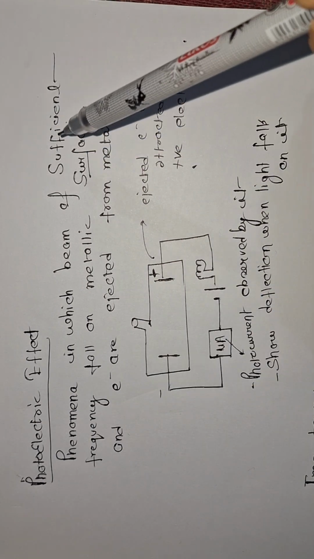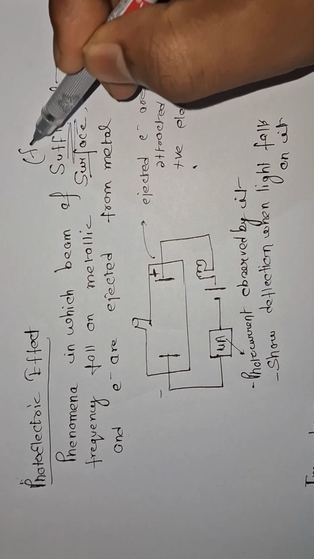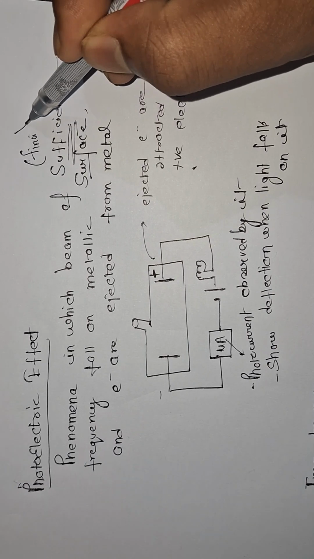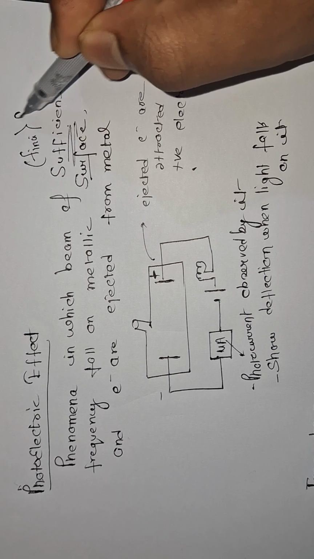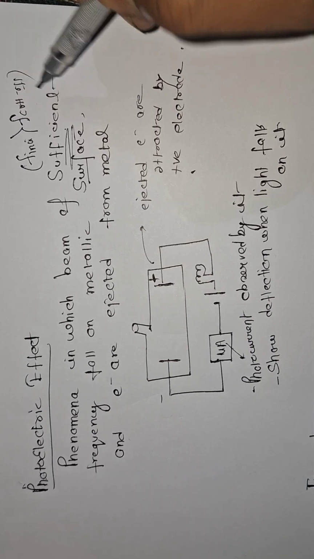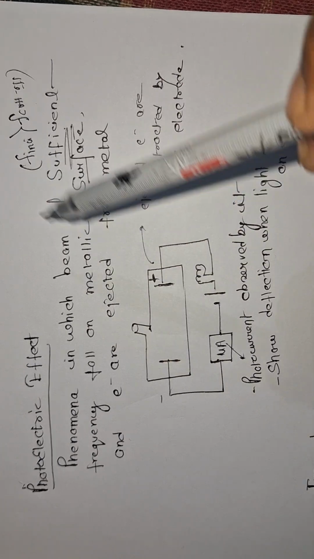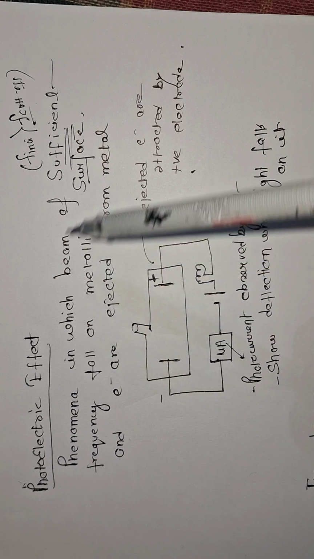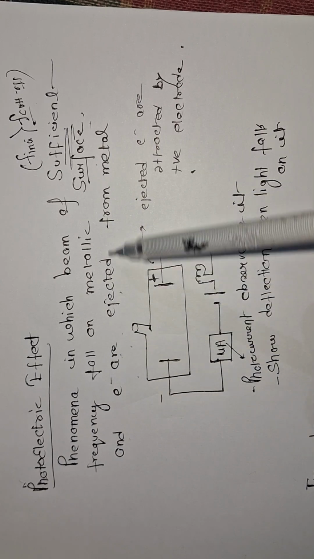frequency. What does this sufficient frequency mean? It basically means that the frequency of the incident photon should be more than the work function frequency, or the threshold frequency, f cutoff. Fine. So what I have written is: phenomenon in which a beam of sufficient frequency falls on a metallic surface and electrons are ejected from the metal.